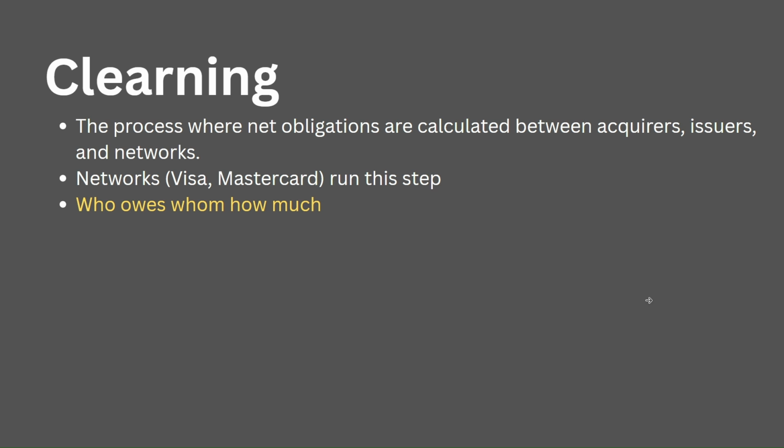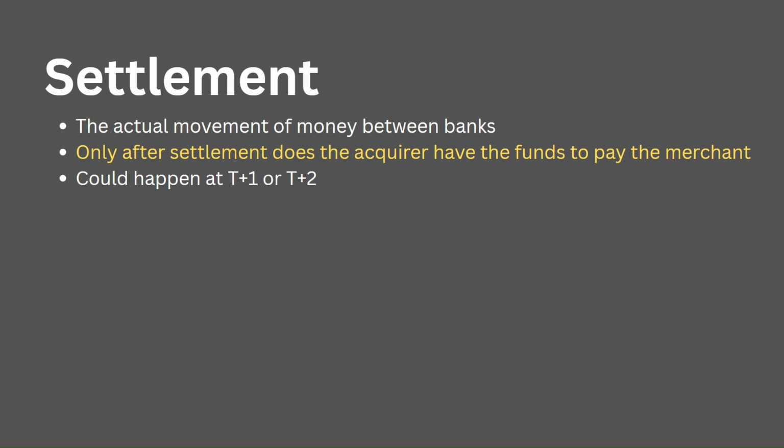So clearing is the process where net obligations are calculated between all the required parties, whether it is the acquirer, issuer or network. Clearing is essentially keeping track of who owes whom and how much. In the clearing process, only the obligations are recorded, who owes whom how much, but the transfer does not happen in the clearing process. That happens as part of the settlement. Settlement is the process where actual movement of money happens between banks, and only after the settlement, the acquirer, which is the bank of the merchant, has the appropriate funds so that it can pay the merchant. And settlement could happen T+1 or T+2.